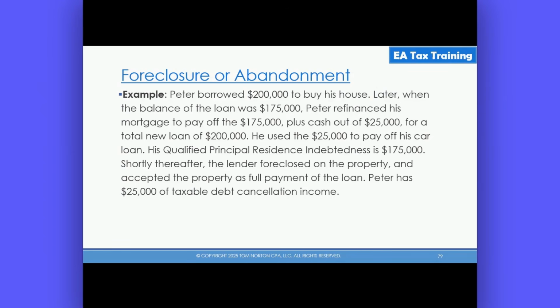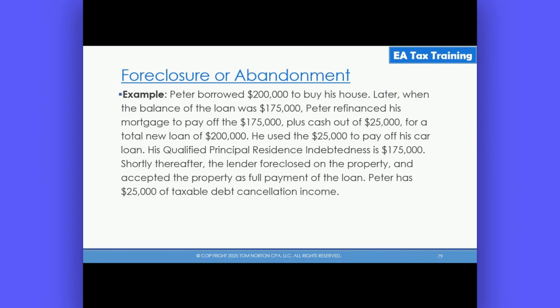So let's look at an example. Peter borrowed $200,000 to buy his house. Later, when the balance of the loan was $175,000, he refinanced to pay off the first mortgage, the $175,000, plus he got cash out of $25,000 that he used to pay off his car. So now he's got a $200,000 loan again, and he has paid off his car loan. His qualified principal residence indebtedness is $175,000. The extra $25,000 that he used to pay off the car does not count as qualified principal residence indebtedness.